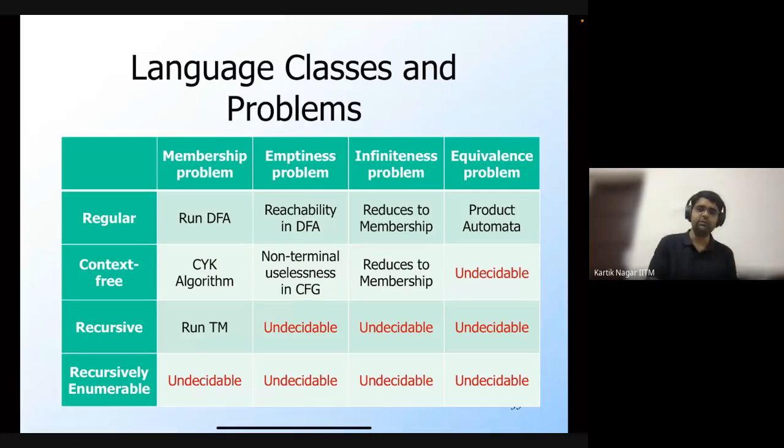Then the emptiness problem, which asks whether or not some language is empty. When I say some language is empty, you don't actually give the language itself. You give a description of the language, which for a regular language would be any of the descriptions that we have seen: DFAs, NFAs, or regular expressions. For a context-free language, it could be a grammar or a PDA.